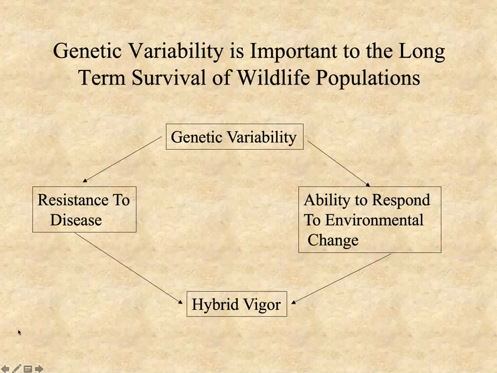And so we covered genetics because I wanted you to understand some of the terminology associated with it, because genetic variability is extremely important to the long-term survival of wildlife populations. Genetic variability gives them resistance to disease, and it also gives them an ability to respond to environmental change. And in fact, a buzzword associated with genetic variability is hybrid vigor. If a population is said to have a high degree of hybrid vigor, that means there's a high degree of genetic variability in that population.